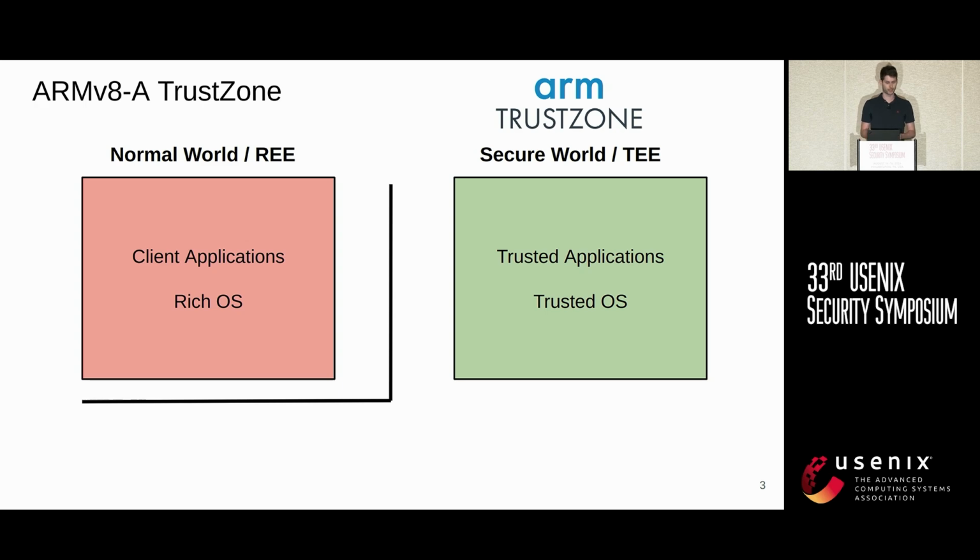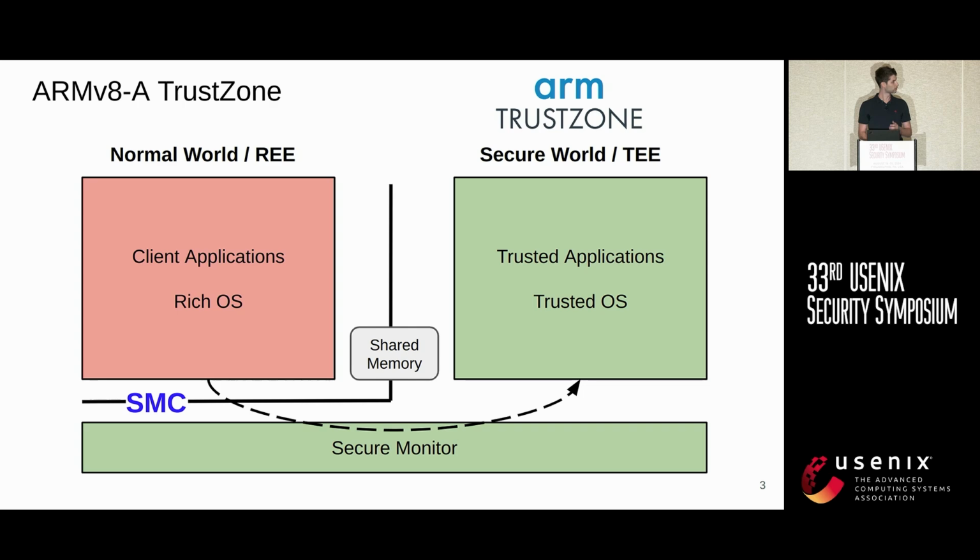From a technical perspective, ARM TrustZone is the hardware foundation for providing a TEE on those ARM devices. And ARM TrustZone splits the execution into two so-called worlds. On the one side, we have the normal world representing the rich execution environment, and on the other side, the secure world hosting the TEE. And any communication between those two worlds has to happen via the so-called secure monitor that is running at the highest privilege level on those devices, and that has access to the entire device, including the TEE.